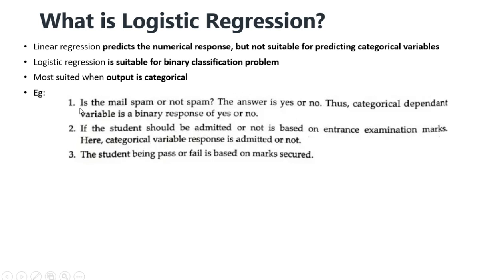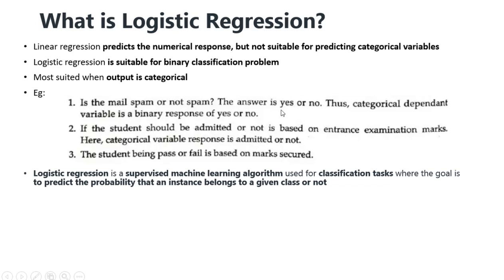Let's see some examples. If you have to classify a mail as spam or not spam, the categorical dependent variable in this case would be a binary response, yes or no. The second example: I want to decide whether a student should be admitted or not based upon his entrance examination marks. The categorical response in this case would be admitted or not admitted. The third case: whether a student passes or fails based upon the marks secured. The categorical response would be pass or fail. So in such cases, it's good to go for logistic regression.